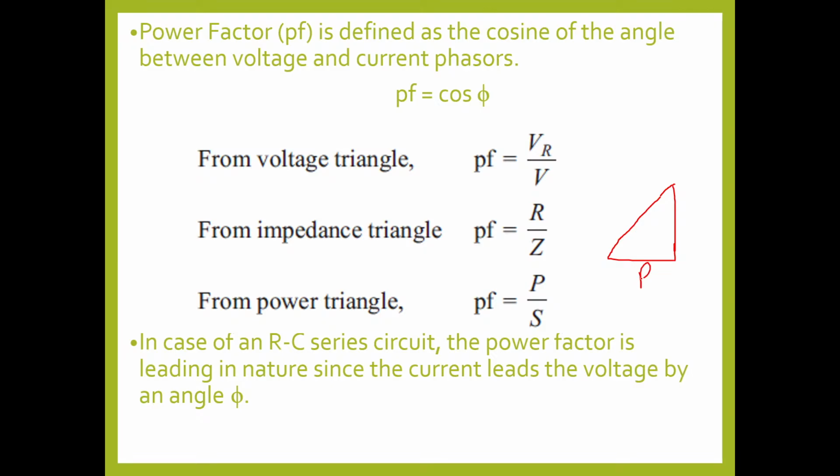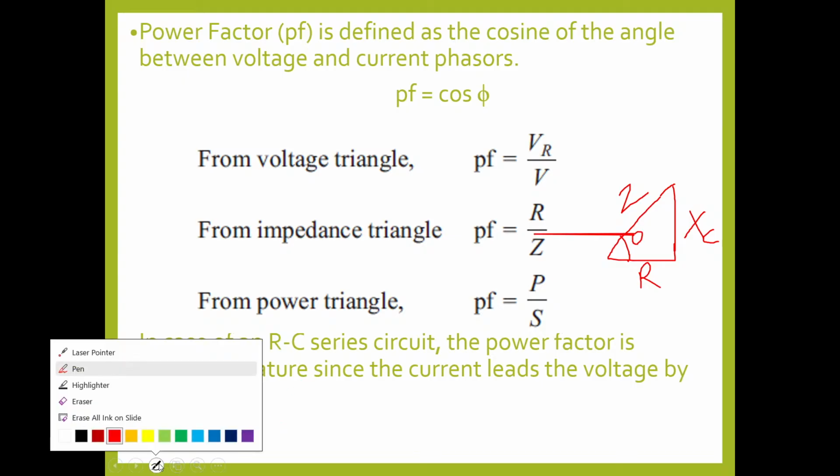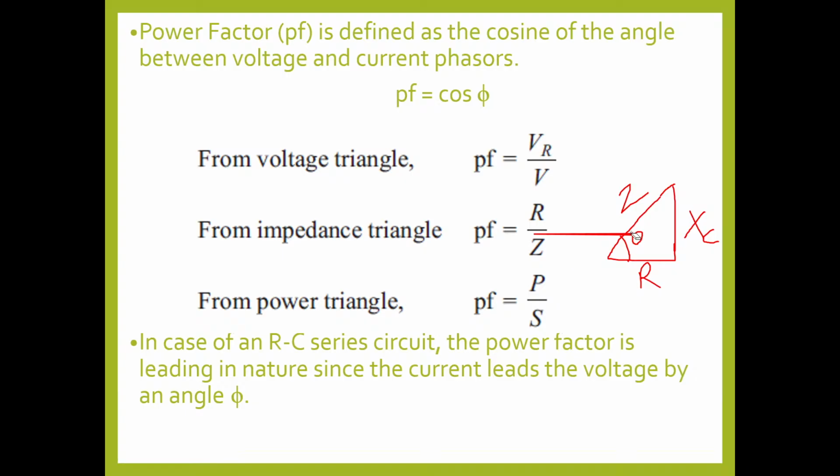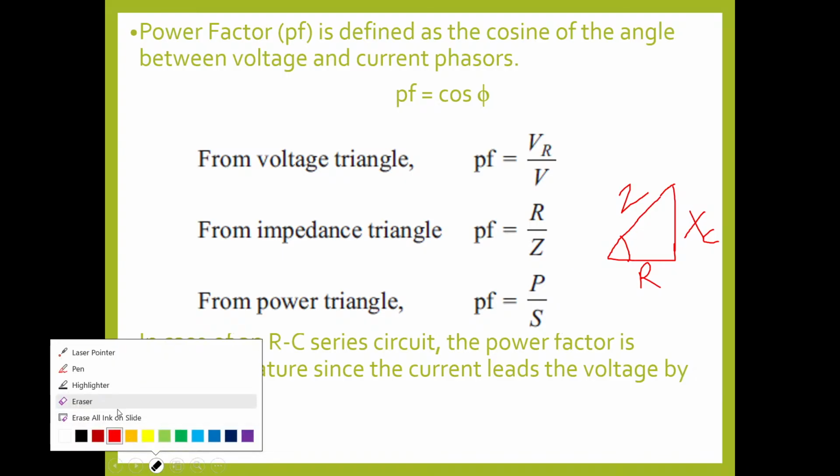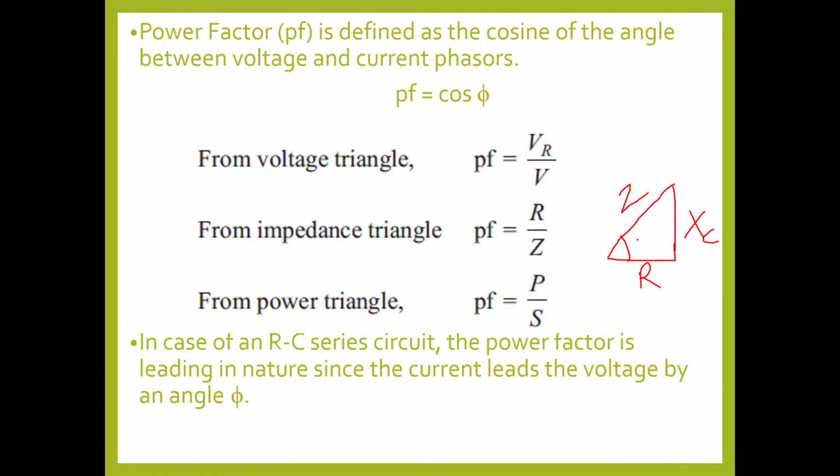Impedance triangle: this is R, this is XC, this is Z, and this is angle phi. So what is cos phi? Base by hypotenuse, R by Z. Okay, that is the power factor from the impedance triangle.